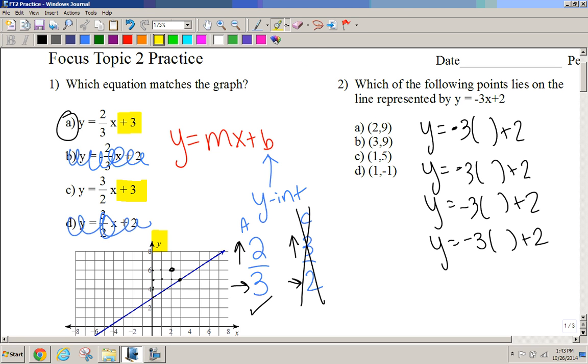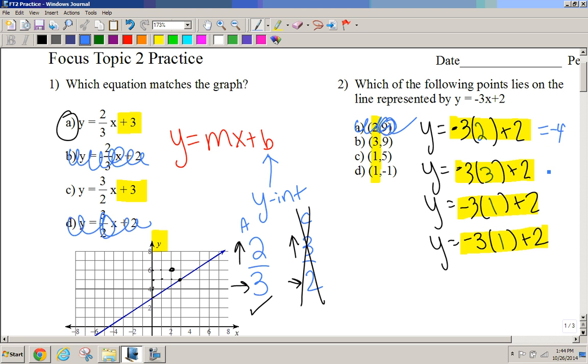So, let's see, 2, 3, 1, and 1. Those are what I'm going to fill in. You can type this whole thing in on your calculator, this whole thing that I'm highlighting. Okay? When you type that in, this should give you a y value. Let's see, negative 3 times 2 is negative 6. Negative 6 plus 2, this is negative 4. Is this the y value that was given to us in the option? Is negative 4 the same as positive 9? Of course not, so A is out.